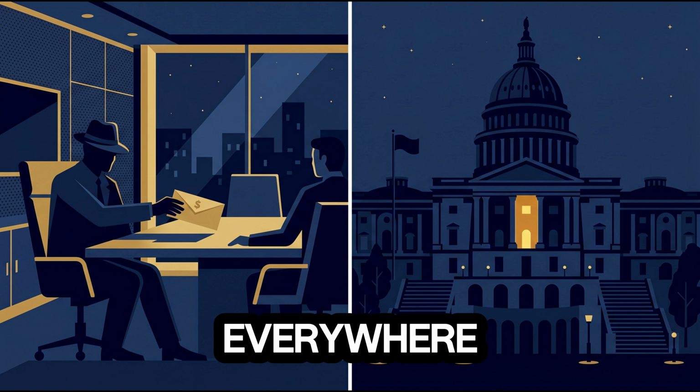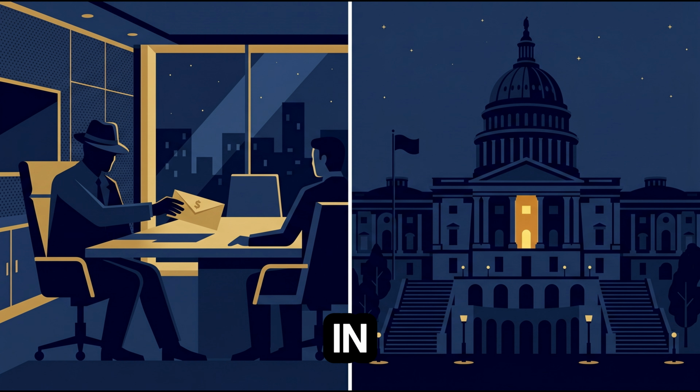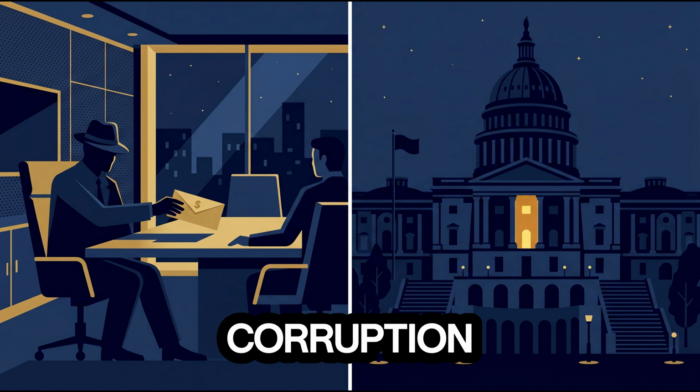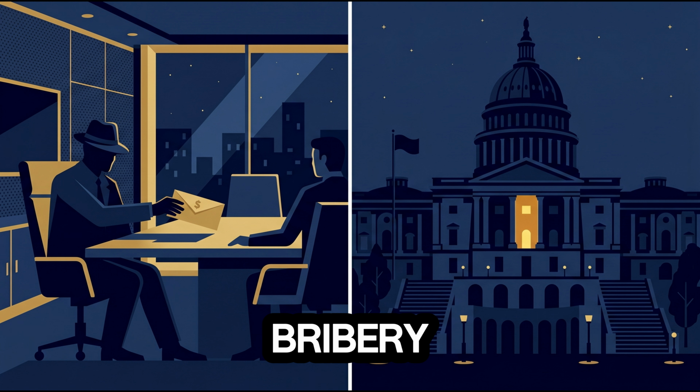Corruption is everywhere, in the news, in governments, in boardrooms, and sometimes even in the institutions we trust the most. But what exactly counts as corruption? Is it just bribery, or is it something much bigger? And more importantly, how do we stop it?